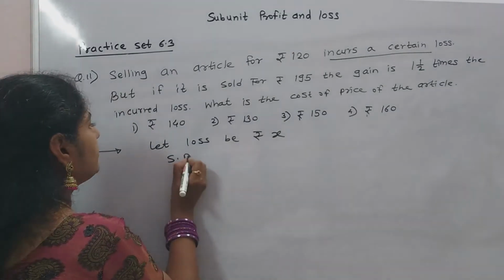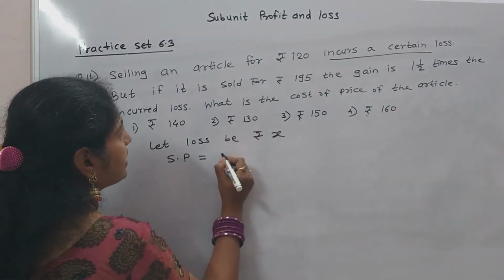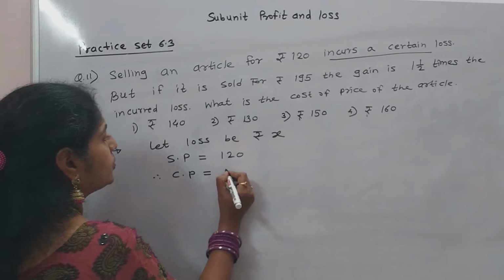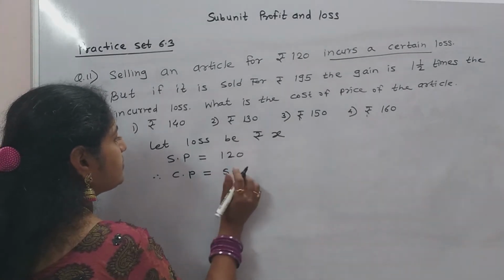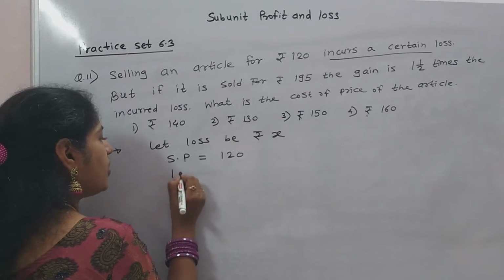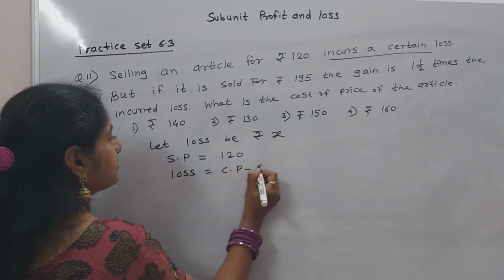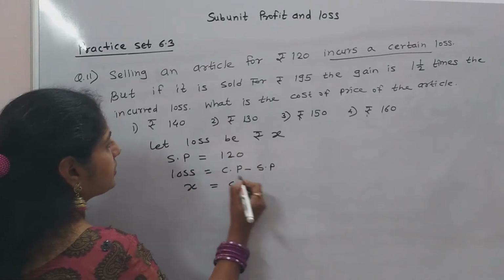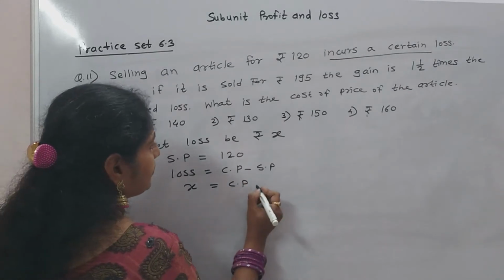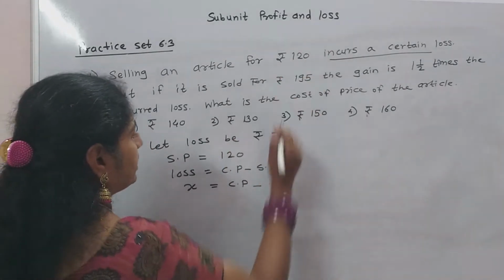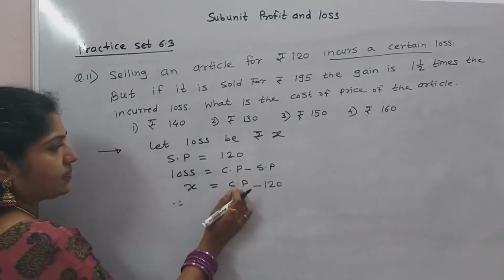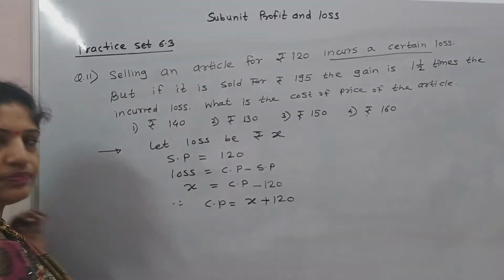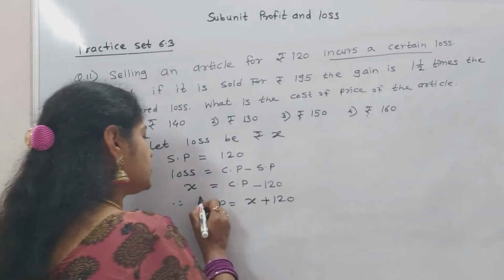And selling price is given. If the selling price is 120, what is the cost price? We write the loss equal to cost price minus selling price, and loss is equal to X. We don't know the cost price of that article, but selling price is 120. So cost price equal to X plus 120.